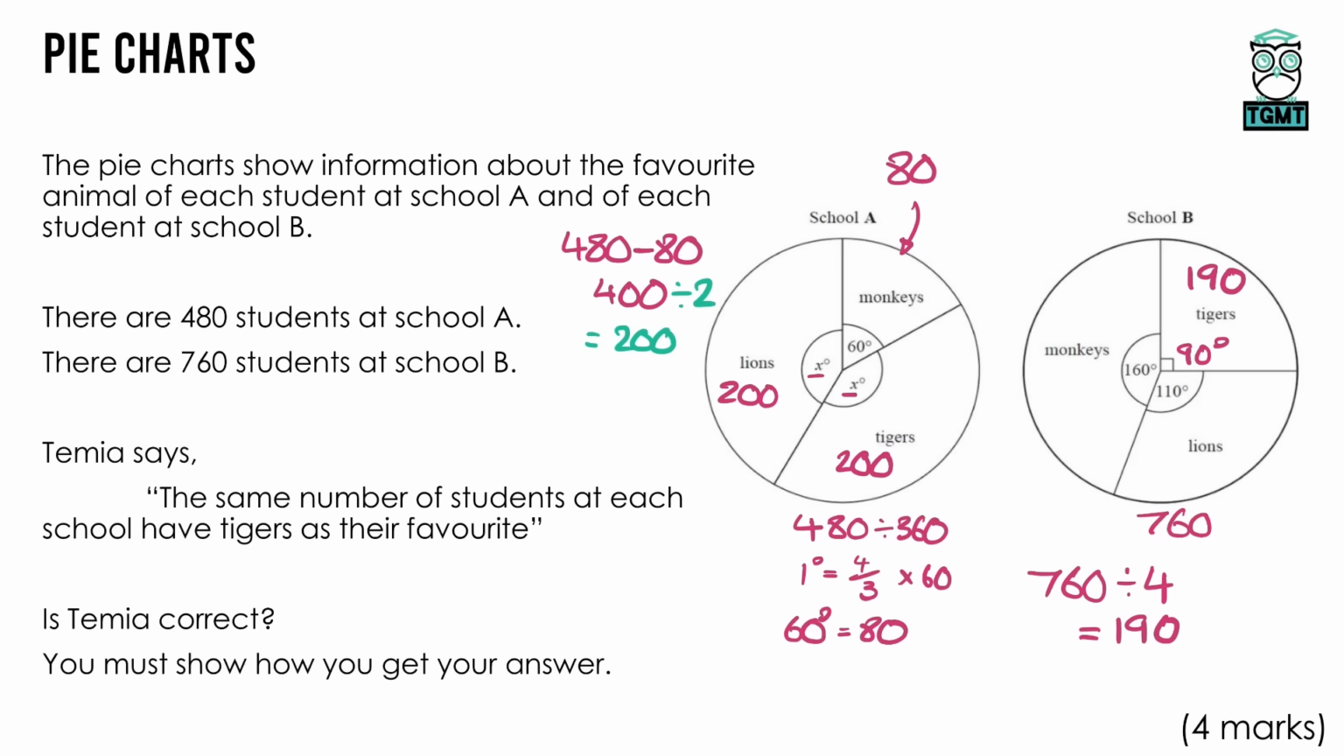So here it says, is Tamia correct? She said the same number of students at each school have tigers as their favourite, but we've just identified that School A was 200 and School B was 190. So we would say no, Tamia is not correct. There we go. So Tamia is not correct. And we have our numbers to back that up. You could write in a little sentence, tigers are 200 at School A and it's 190 at School B.